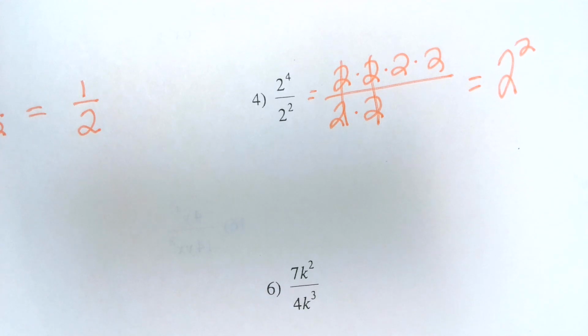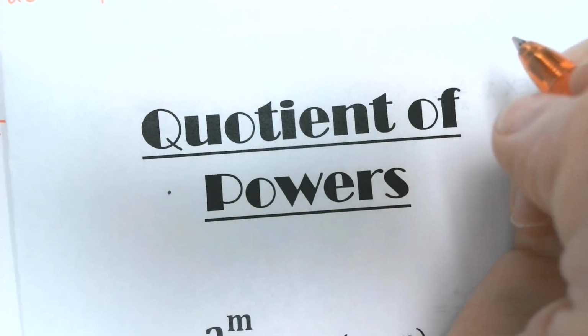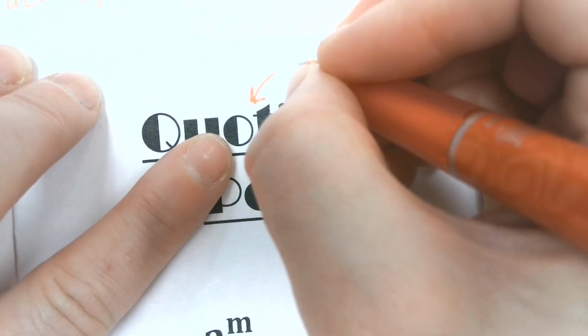All right, so let's look at our notes for today. So put this to the side. Okay, quotient of power. So the word quotient is dealing with dividing. So when we have the quotient, we are going to see it as a fraction.